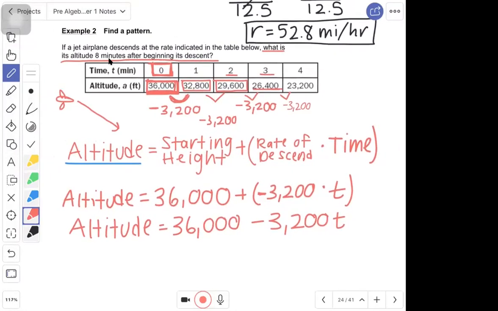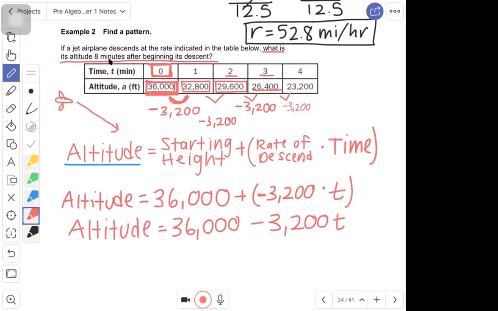So that's going to be the equation that helps us find what they're asking us for. They're asking us, what is the altitude 8 minutes after beginning its descent? So instead of subtracting 3,200 and doing it the long way, 5, 6, 7, 8, we made this formula for us to use. So our time is 8, and we're going to plug our time of 8 in for our T right here.